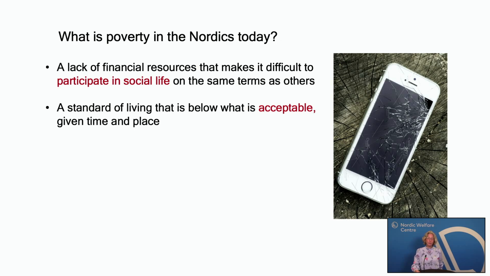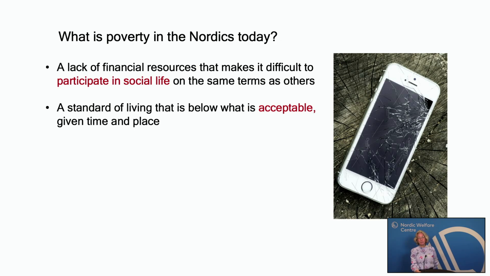And when we discuss poverty in richer countries like the Nordics, we usually focus on social aspects. So we see poverty as a lack of financial resources that makes it difficult to participate in social life on the same terms as others. One can also see it as a standard of living that is below what is acceptable at a given time and place. But of course, some of you will react and say, so these are imprecise definitions. So what are the others that one should live on the same terms as, and what is acceptable?